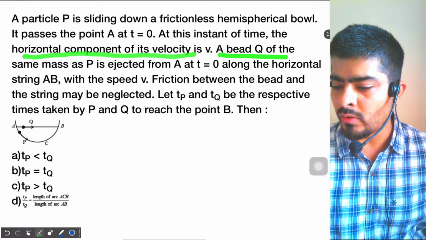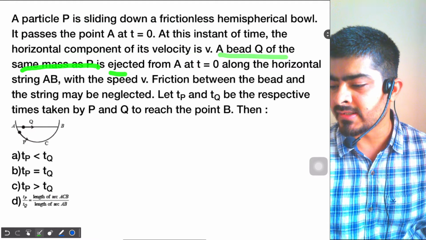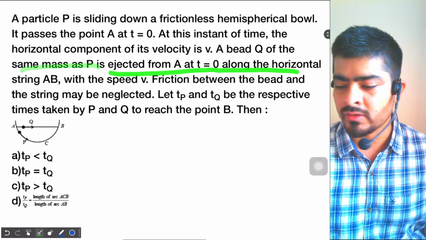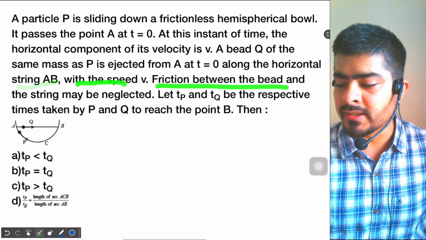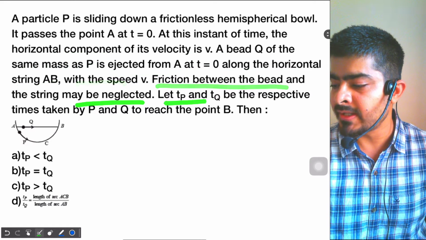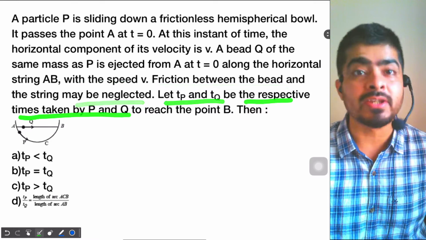A bead Q of the same mass as P is ejected from A at t equal to 0 along the horizontal string AB with speed v. Friction between the bead and the string may be neglected. Let Tp and Tq be the respective times taken by P and Q to reach the point B.